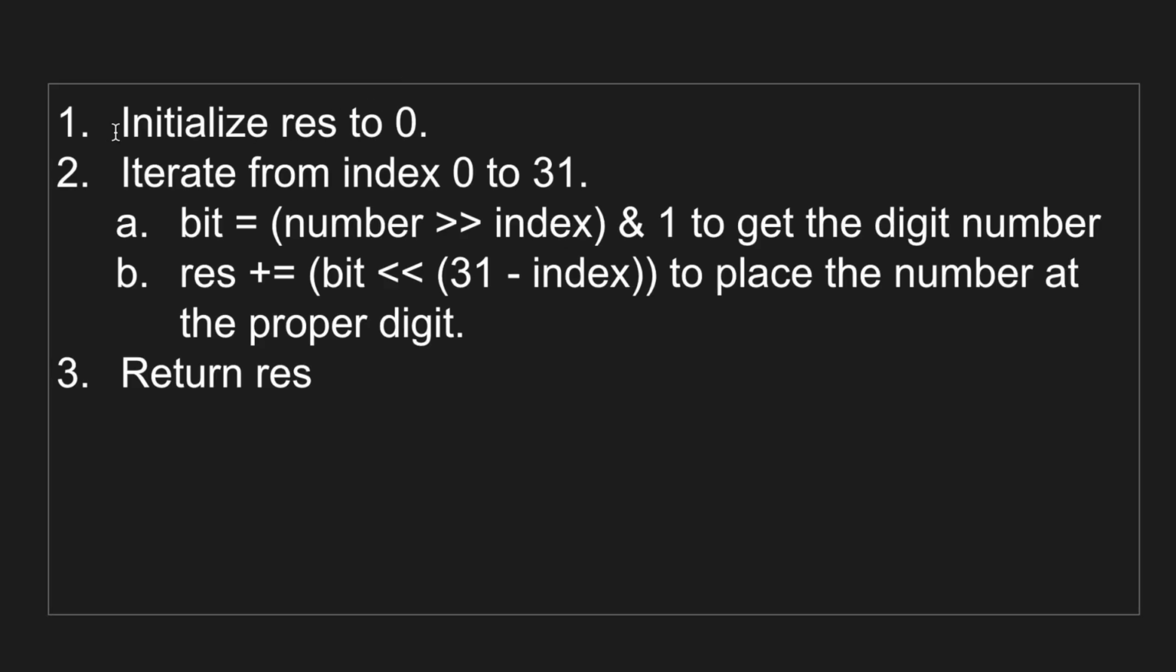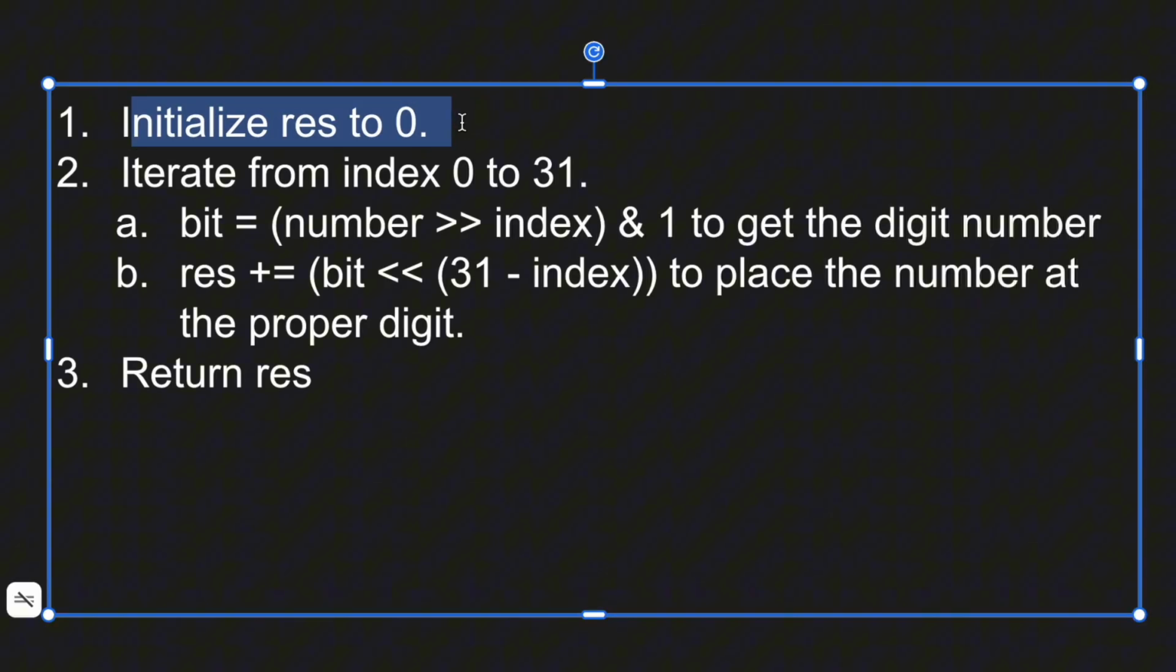To solve this problem, we can first initialize the result variable to 0 and then we will iterate from index 0 to 31, and then we will use this formula to get the digit number. It will be the input number that we have, and then we will right shift by however many indices depending on which iteration we are on, and then we will do the AND operation with 1, because if the digit is a 0, then if we do AND operation with 1, then we know the digit number is 0, because 0 AND 1 is 0, and 1 AND 1 will be 1.